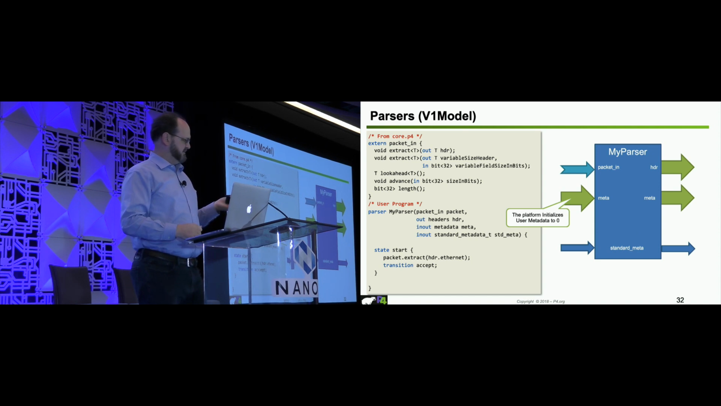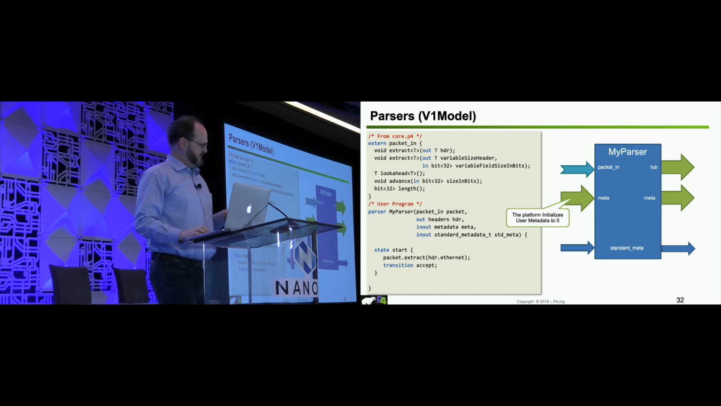Up at the top here in the code, we see that from core.p4, extern packet_in. Packet_in is a type that we see about halfway down the page. Parser, my parser. Packet_in, packet is one of the arguments to the parser. Packet_in is an abstraction. It's just the sequence of bytes that came in off the wire from the very first byte, which would be the first byte of the destination MAC address for an Ethernet port.